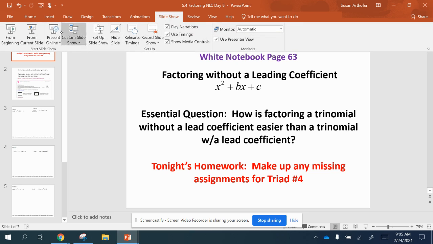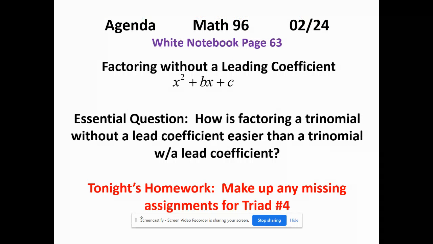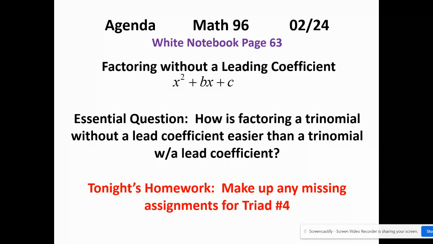We're going to do a really quick lesson on page 63 of your white notebook. So this is factoring without a lead coefficient. It's the easiest way to factor with the magic X. So at the top of page 63, can you write down the essential question? How is factoring a trinomial without a lead coefficient easier than a trinomial with a lead coefficient?